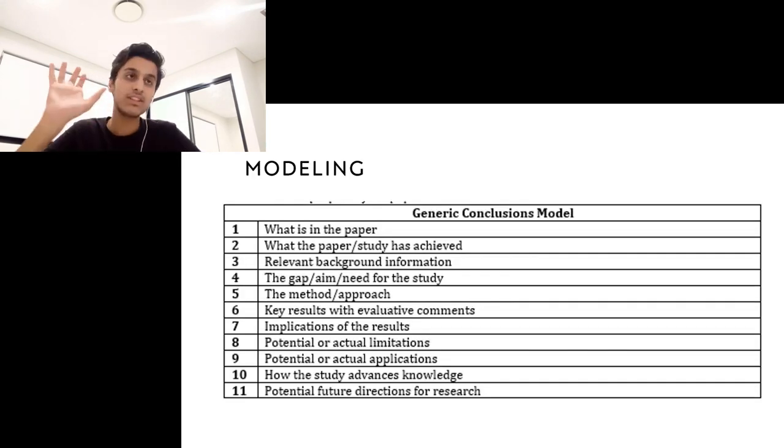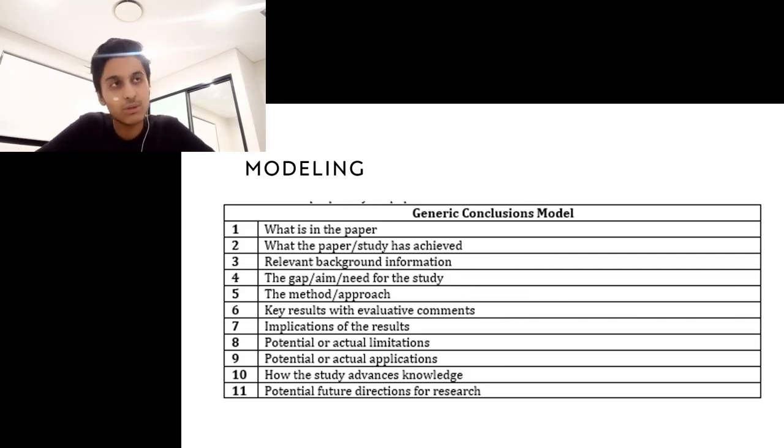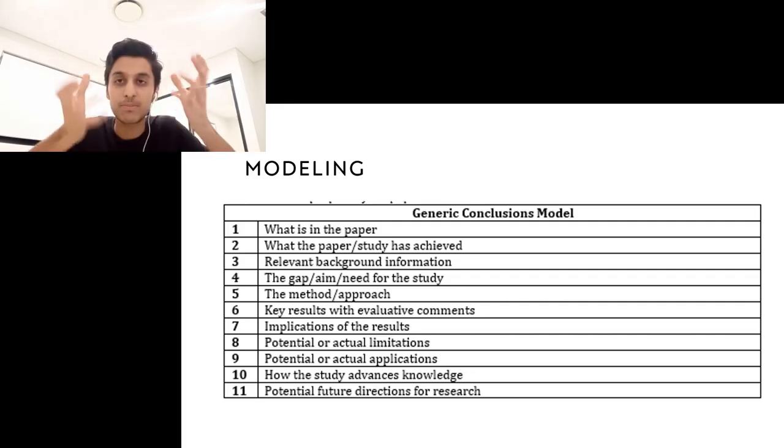Next, now let's look at the generic conclusions model. So there were only 2 key points. When you're writing your conclusion, you want to start with what was in the paper. So you give them a recount. Then you talk about what the paper or study has achieved. So now you're looking at the positive aspects. Then you want to provide relevant background information. So if someone's just skimming through this, they should be able to pick up those key relevant background pieces of information, and they should be able to use that to explain your paper.